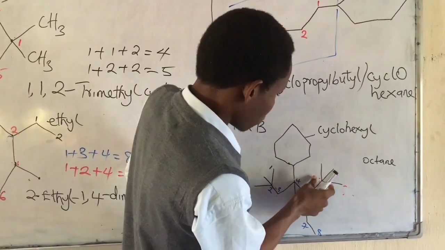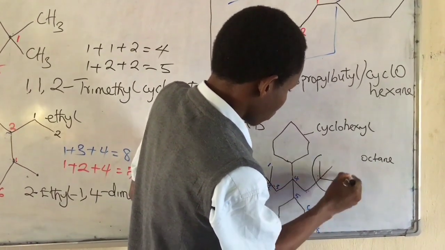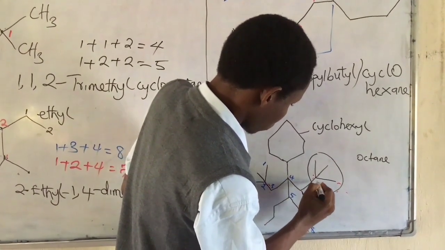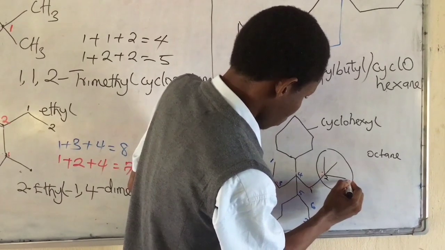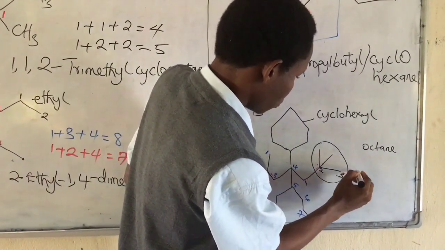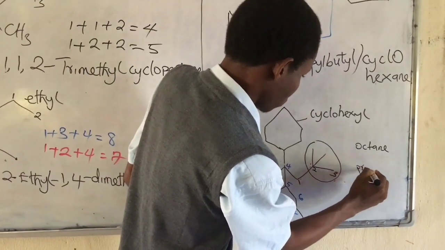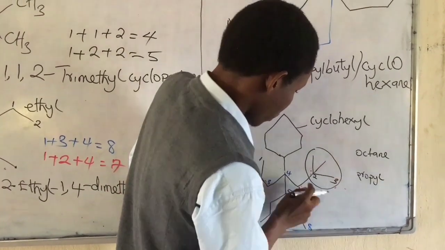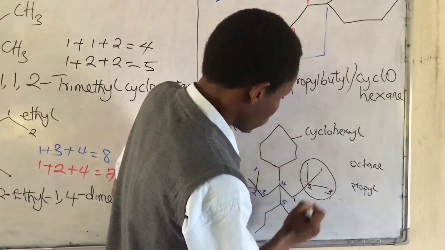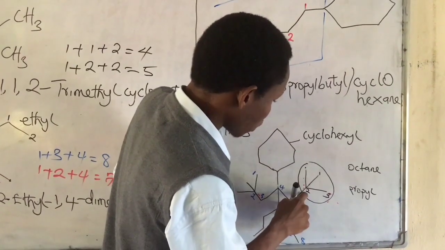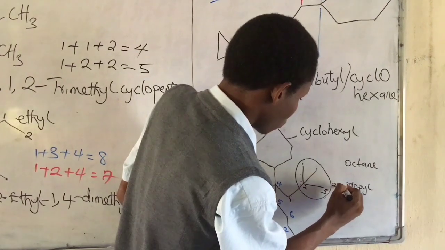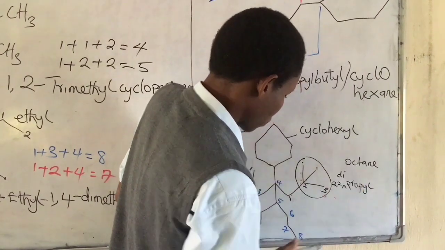Then we also have this as a substituent. This substituent here, let's count. 1, 2, 3 stands for propyl. And then on this propyl, we have 1 and 2. We have methyl here and methyl here. So we have 2 methyl on the second carbon of propyl. So this will be 2,2-dimethylpropyl.